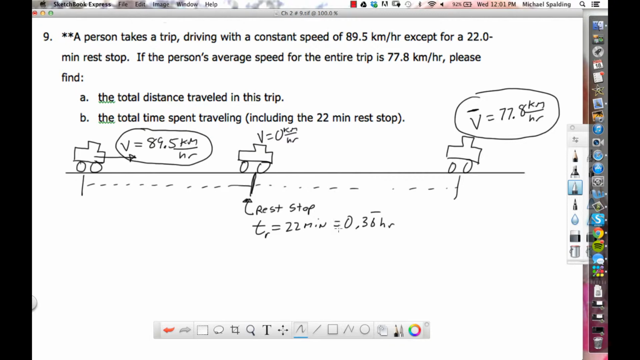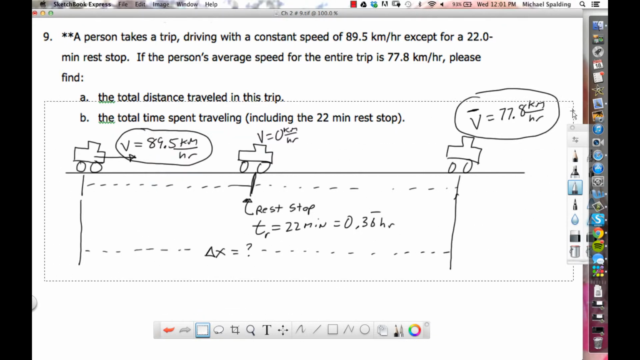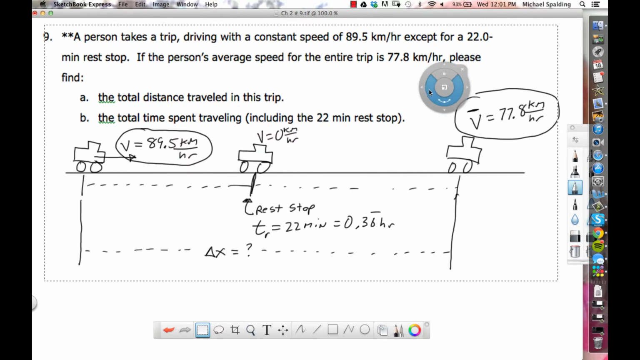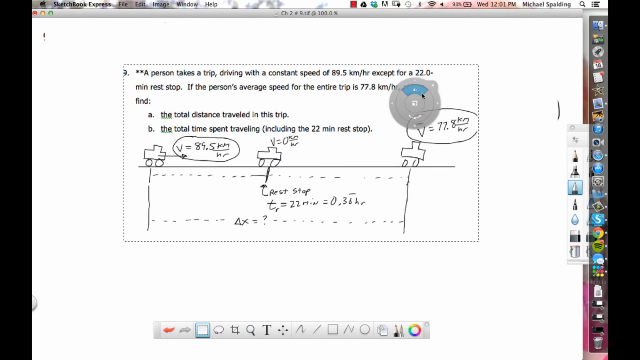Okay, so what we're trying to figure out is the total distance traveled in this trip. So from here all the way to here, we want to figure out, well, let's just call it x, or delta x, displacement. What is the displacement for the total trip? And then B, what's the total time spent traveling, which includes the 22-minute rest stop? So the key to this problem is writing equations that fit the situation. So I'm going to shrink this down a little bit. Can you guys still see that?